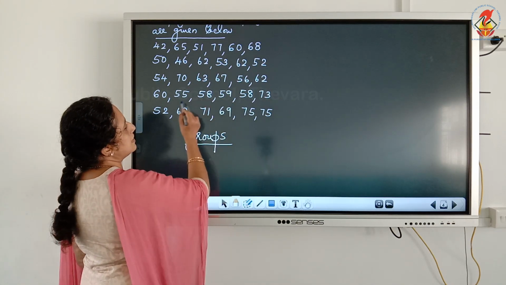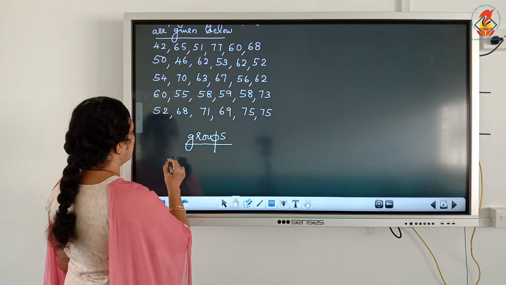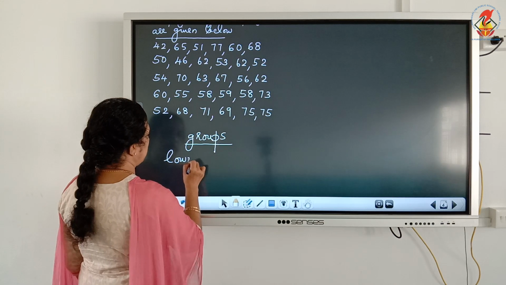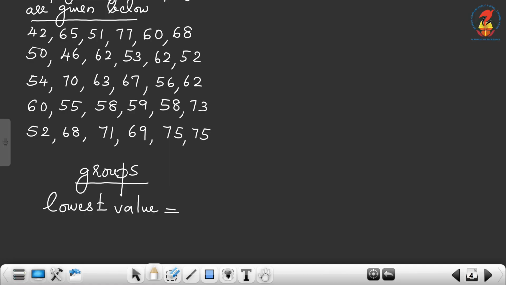So each entry we can call an observation. So find out the lowest observation or the lowest value. Which is the lowest value? The lowest value is 42.